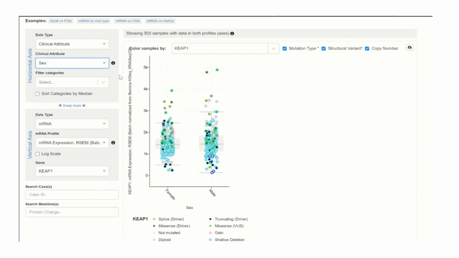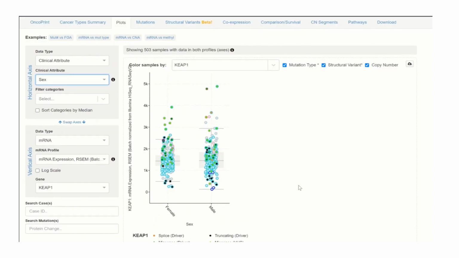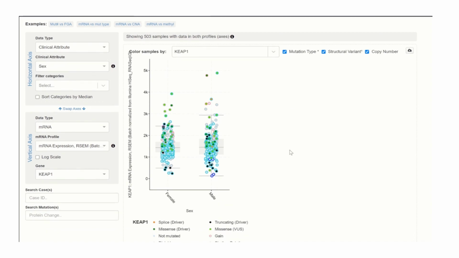So these are just a few example plots of how you can look at gene expression on cBioPortal. There are other things you can select here as well, like structural variants, methylation, etc. But overall, this is how you generate gene expression plots in cBioPortal.